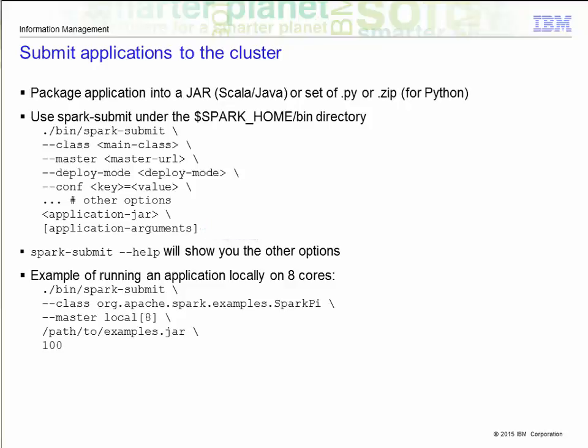Here's an actual example of running a Spark application locally on 8 cores. The class is the org.apache.spark.examples.SparkPi. Local 8 is saying to run it locally on 8 cores. The examples.jar is located on the given path with the argument 100 to be passed into the Spark Pi application.